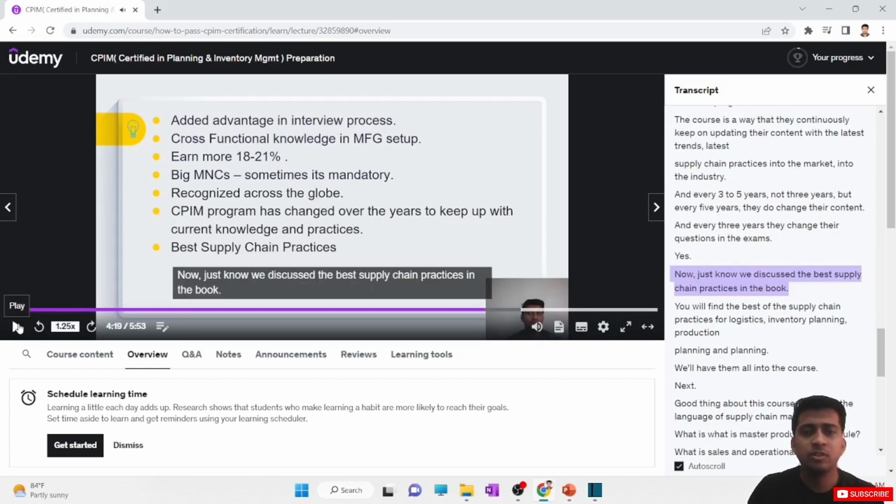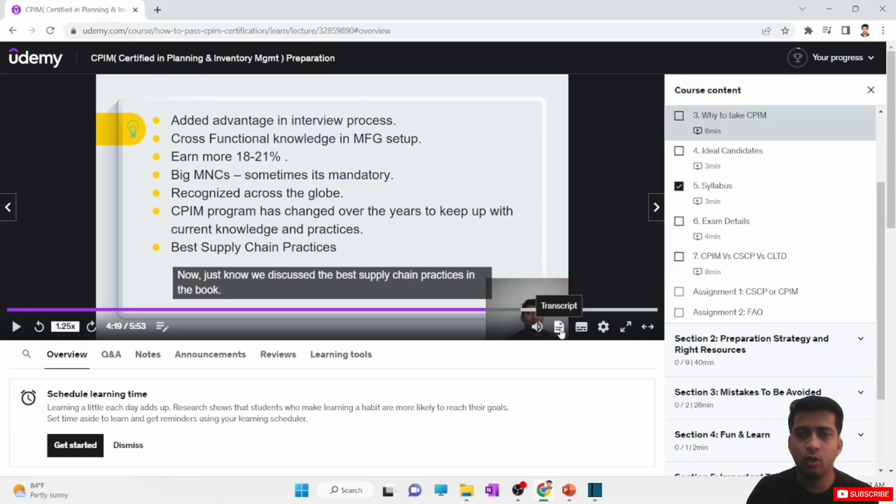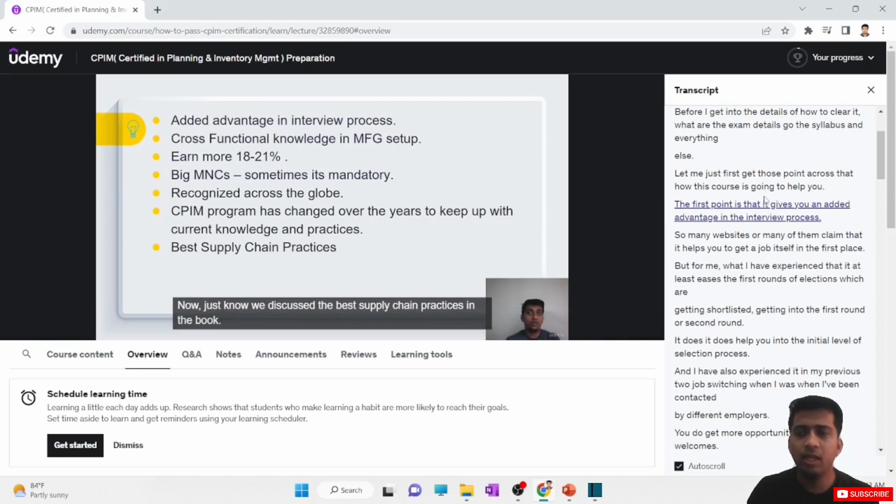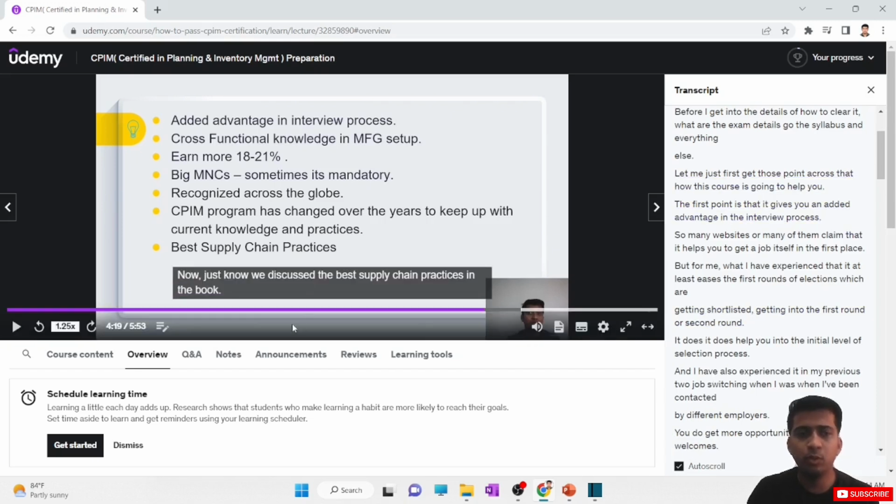Now, along with this, if you want a transcript also, the transcript option is also available. Here, just beside the caption, you will find the transcript option. You can turn it on, turn it off as per your convenience. And there is an auto scroll option as well, which follows the video once you play it.